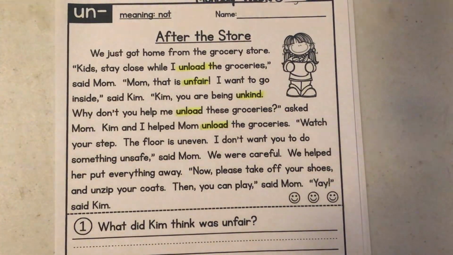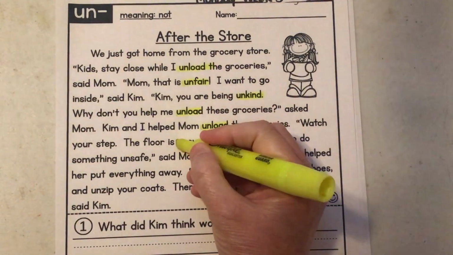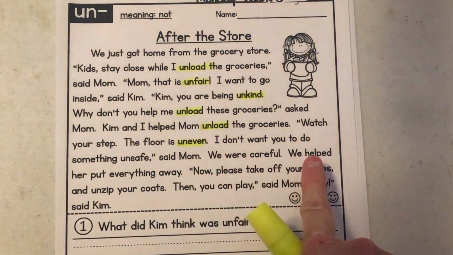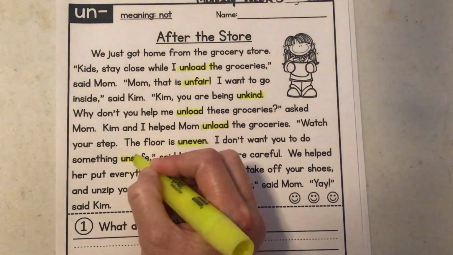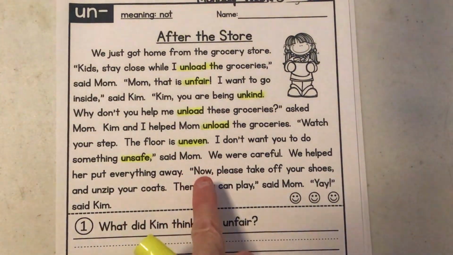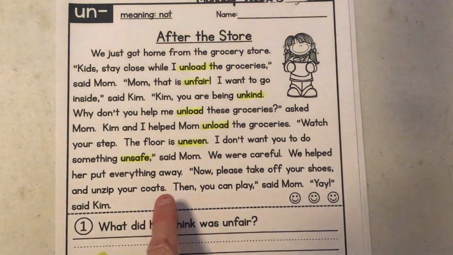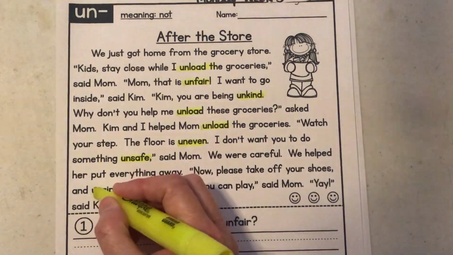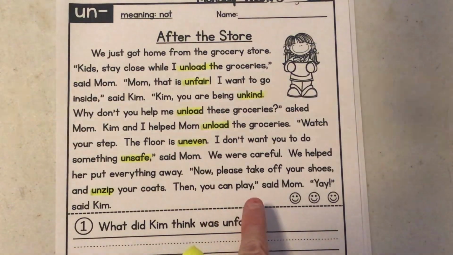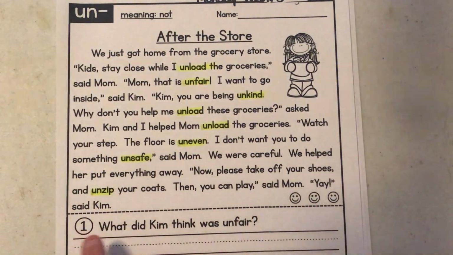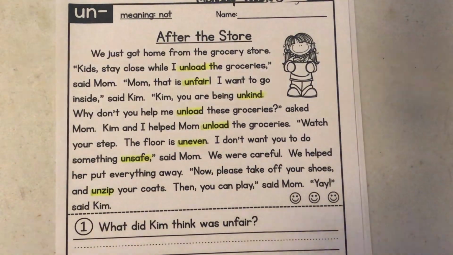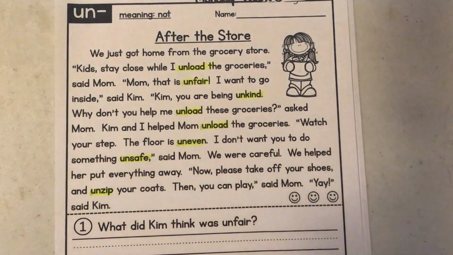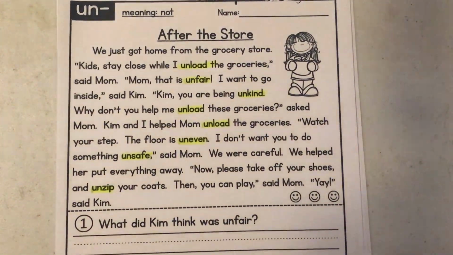Watch your step. The floor is uneven. There's another one. I don't want you to do something unsafe, said Mom. Unsafe. We were careful. We helped her put everything away. Now please take off your shoes and unzip your coats. Unzip. Then you can play, said Mom. Yay, said Kim. So you're going to go through and you're going to reread it. So we'll read that again 2 times. And then you're going to answer the questions.